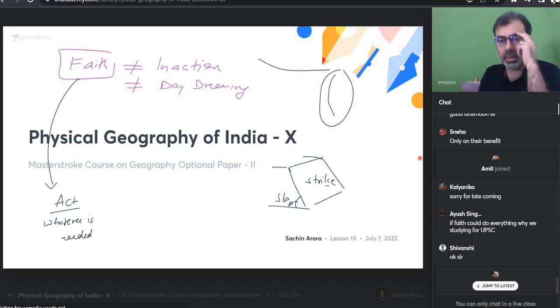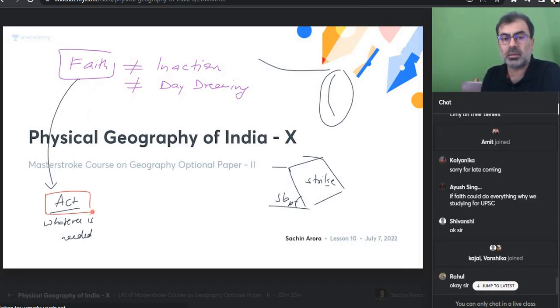Sir, if faith could do anything, why are we studying for UPSC? Ayush Singh, look, I just told you, faith does not mean this thing.